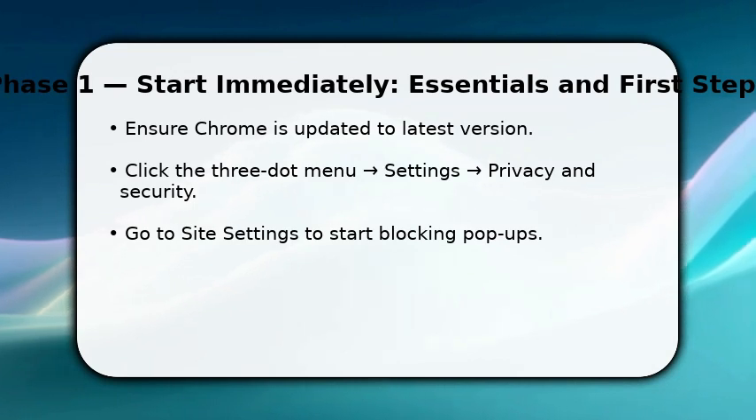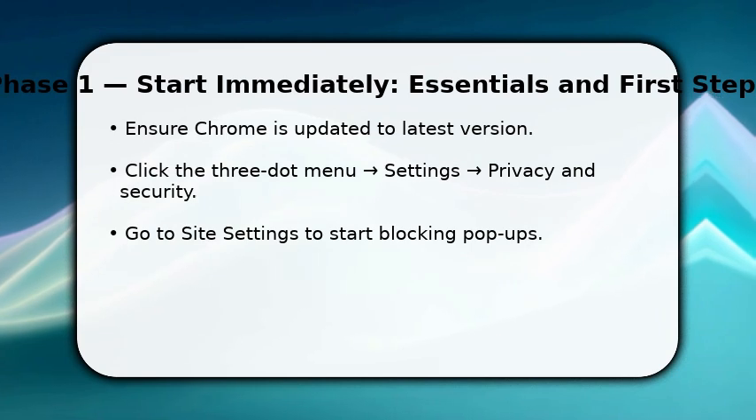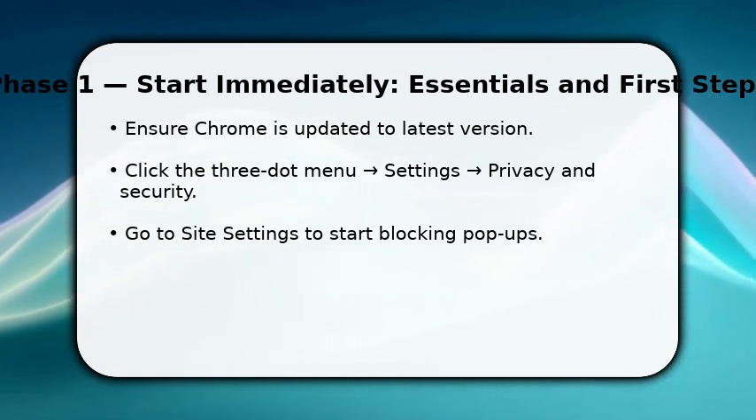You start by opening Chrome and getting to Settings now. Click the three dots at the top right, then choose Settings. Once done, go to Privacy and Security because that is where pop-up controls live.